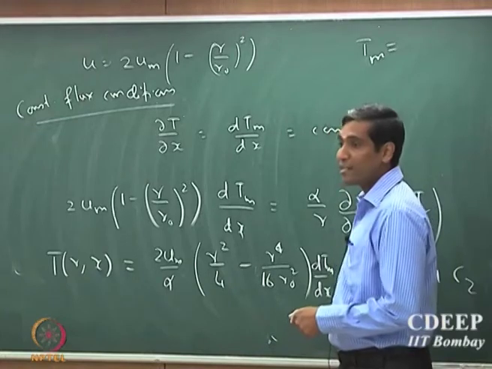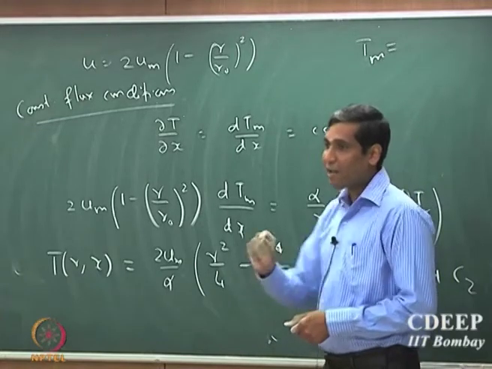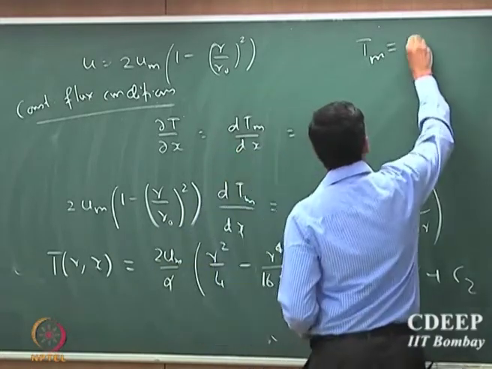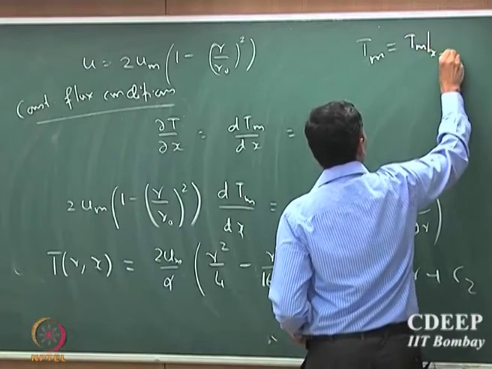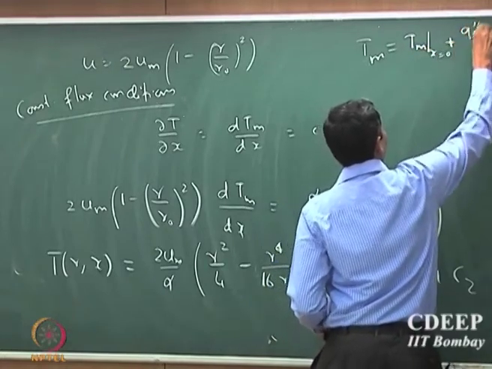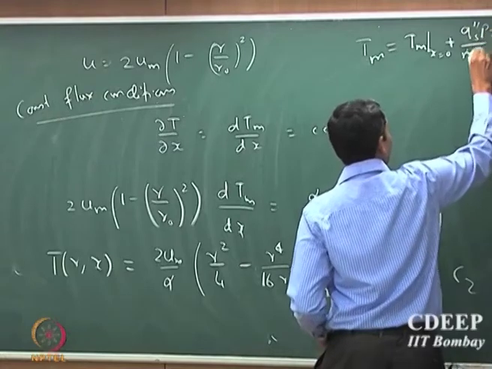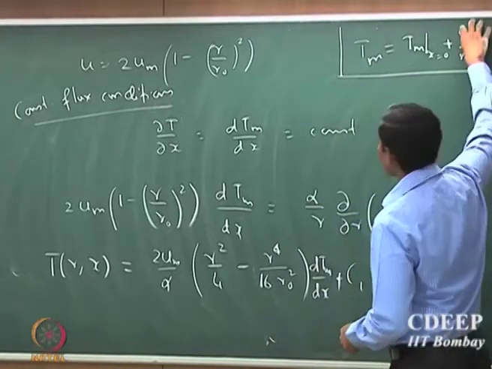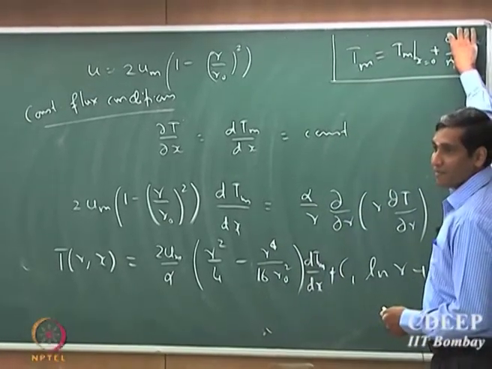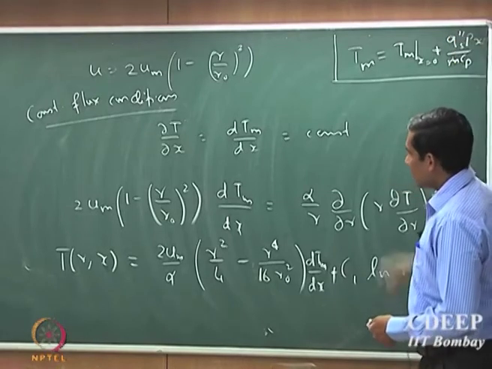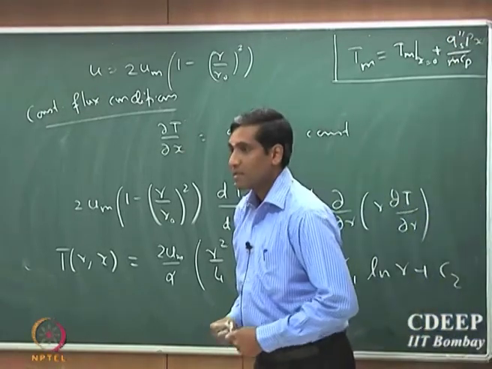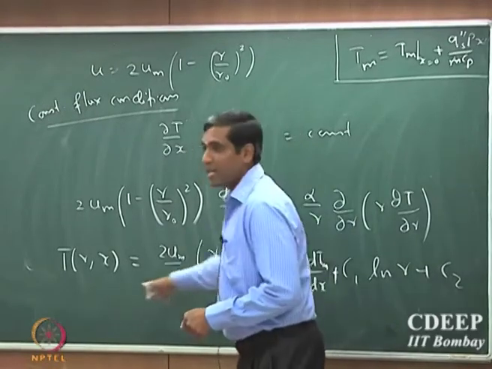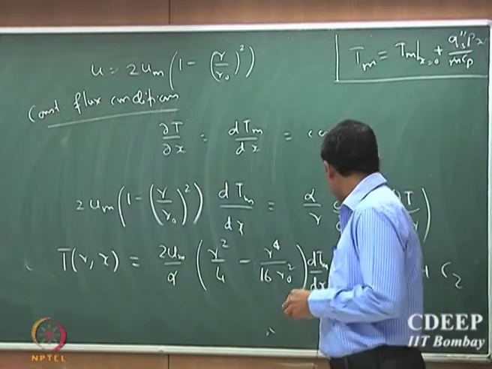This is the gradient, not Tm. Be very careful, this is dTm/dx. Tm goes as Tm at x equal to 0 plus Qs double prime P into x by m dot Cp. That's the expression for Tm. But dTm/dx is a constant. From here, dT/dx will be, why is that?